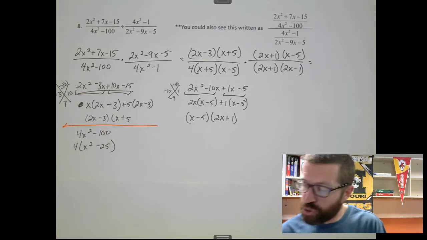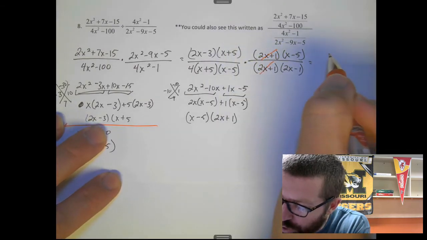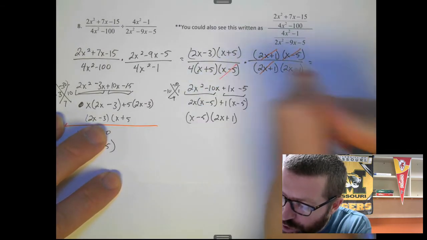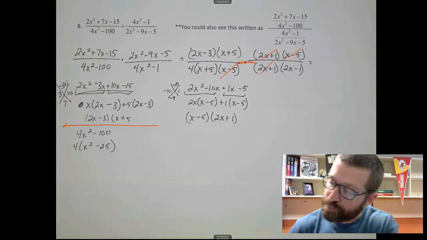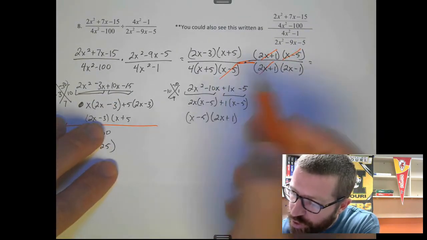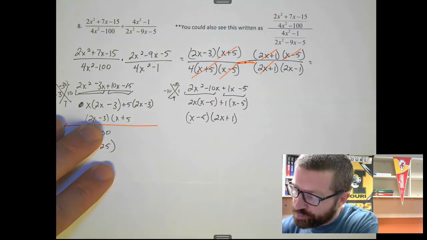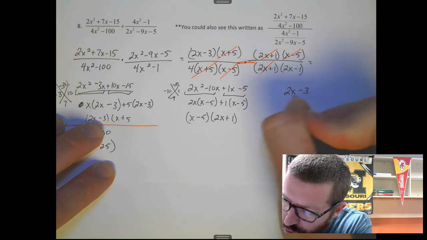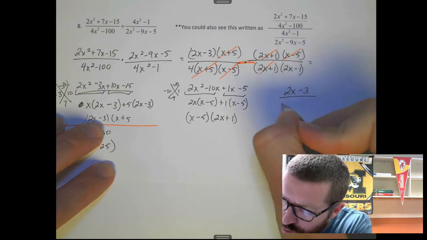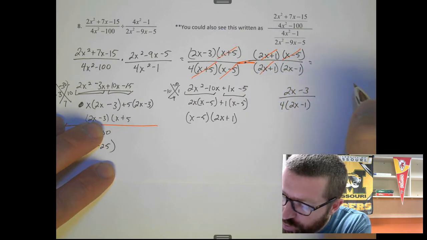Okay, and then we just want to reduce, or divide or cancel. So 2x plus 1 and 2x plus 1. I have an x minus 5 over here and an x minus 5. And keep in mind we're thinking of this as just one fraction because it's multiplication. And then anything else. I have an x plus 5 and an x plus 5 I can get rid of. And that looks like it. So it looks like I'm left with a 2x minus 3 over 4 times 2x minus 1. That looks like all of it.